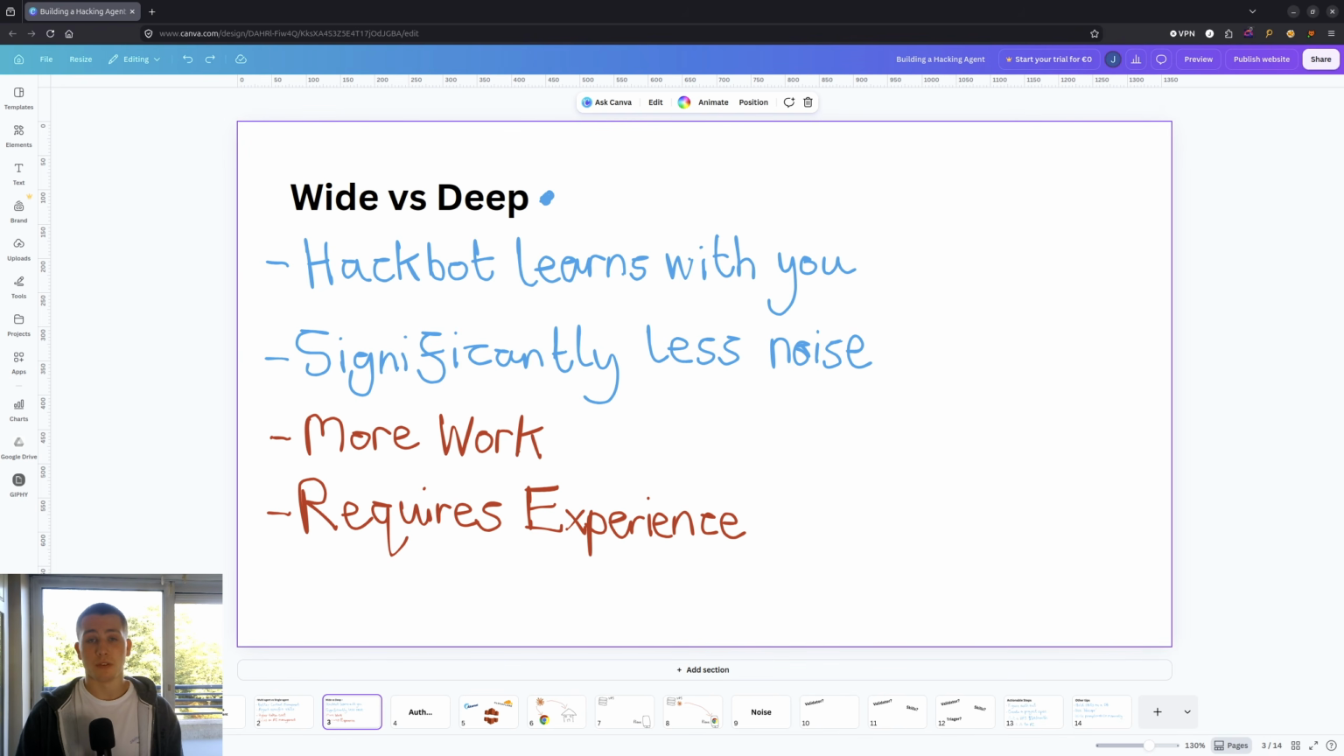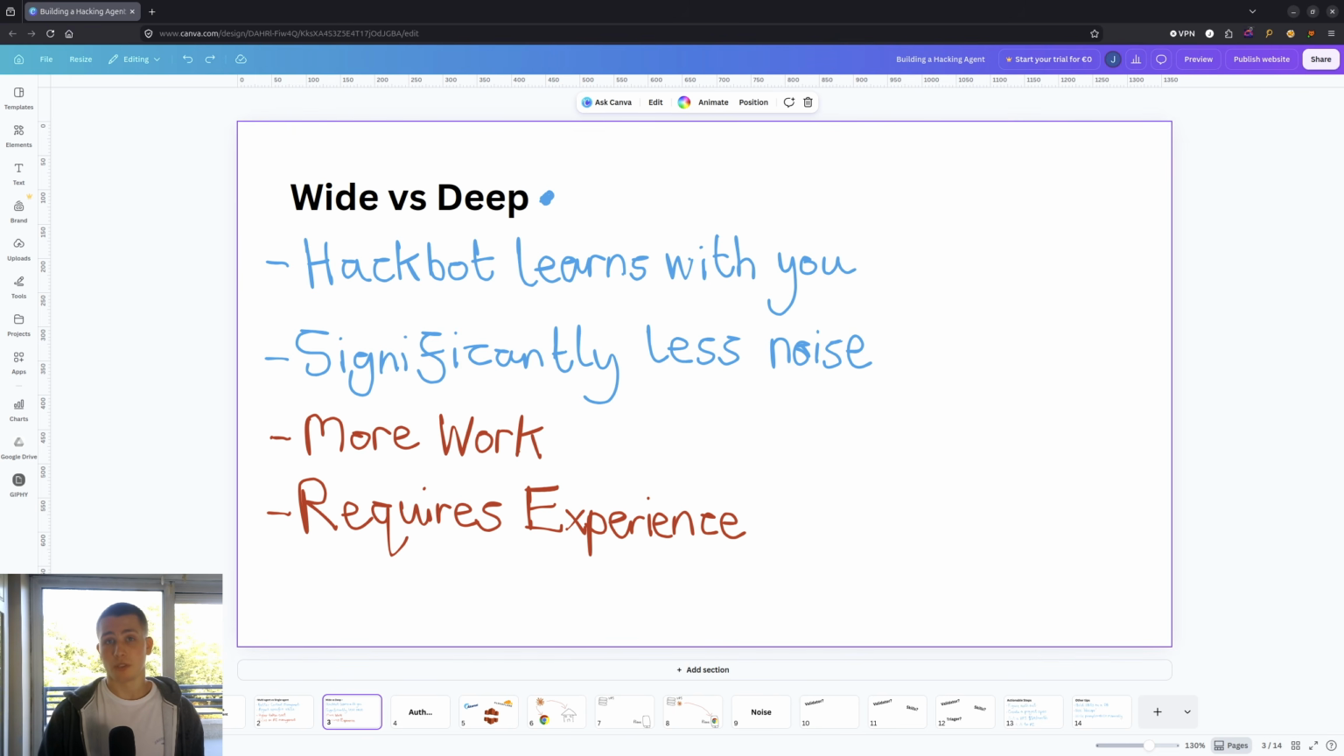But I eventually pivoted to the deep hackbot, and I explained why here, and I have a few points for the deep one. But obviously both of these are viable options when you're building your hackbot. And honestly, it just depends on your hacking style. But I decided to go with the deeper option after experimenting with both.